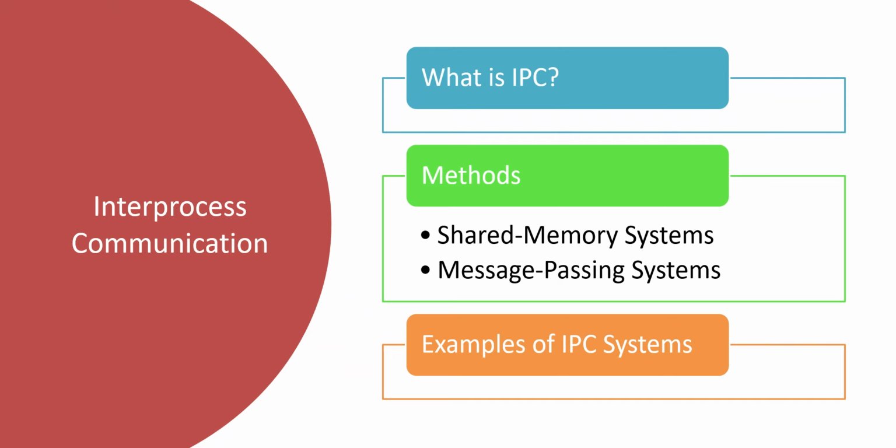Now we will look at some practical examples of IPC systems. So in this session, our learning path is very simple. We will understand what is IPC. Next, we will study the two major methods, shared memory and message passing, and then we will understand their working through examples and diagrams. Let us first start with the first method, shared memory.